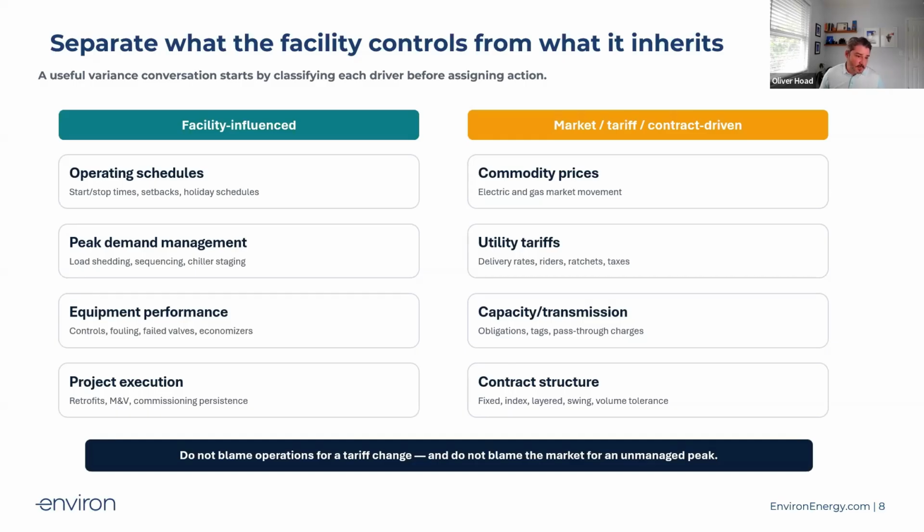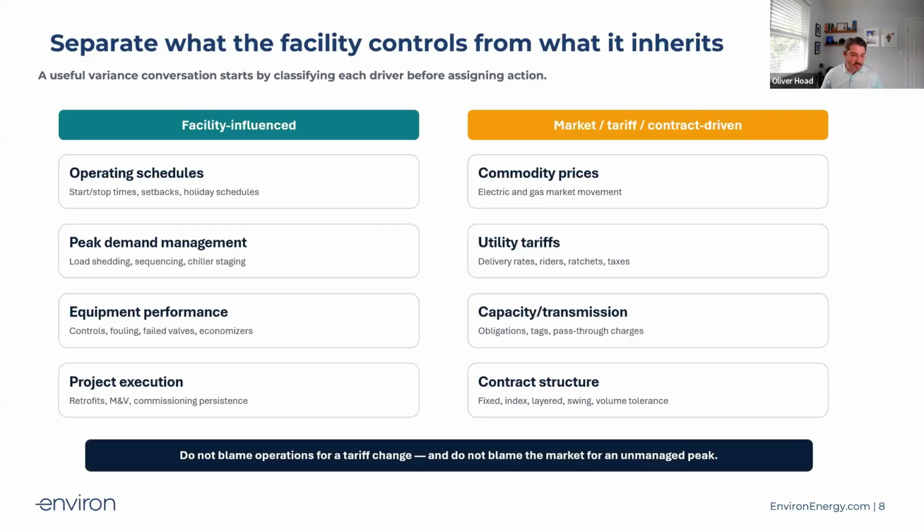On the first example here, operating schedules, there is an ability to either sequence or schedule timing for certain equipment. From a healthcare perspective, it can become difficult because you have to provide the facility with the exact set points that you need. But you can look at peak demand management to potentially shift some loads that may be able to be moved. Equipment performance, making sure that everything is operating at its intended efficiency, ties into continuous commissioning or improvements.